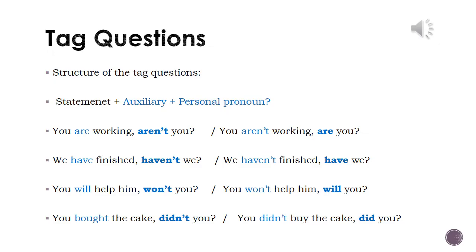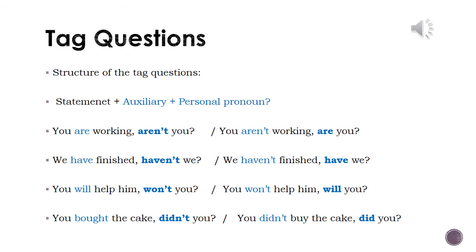The structure of tag questions is the statement plus the auxiliary plus the personal pronoun. For example, you are working, aren't you? You aren't working, are you? As you can see, if the sentence is positive, the question is negative. If the sentence is negative, the question is positive.